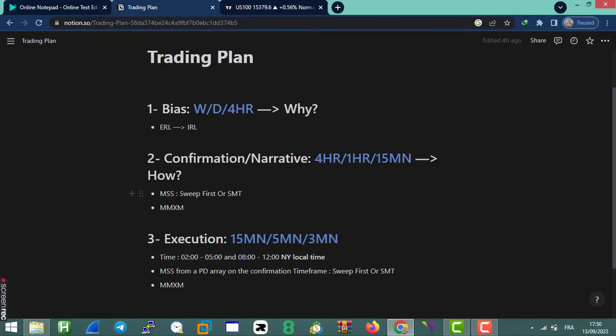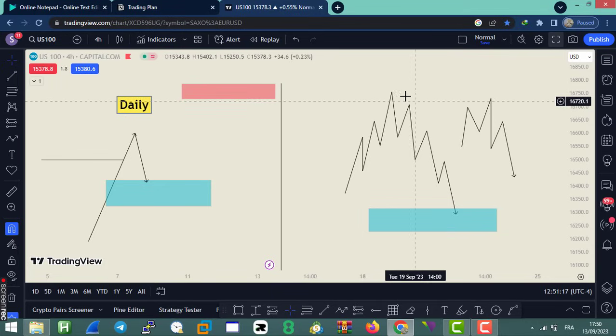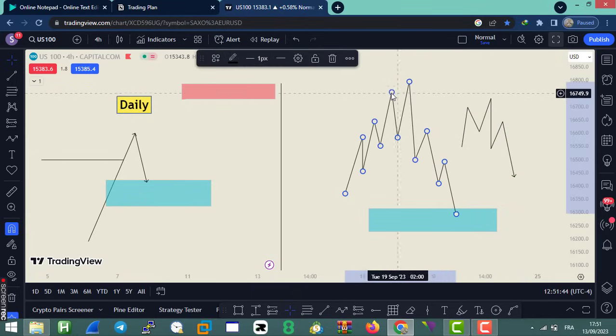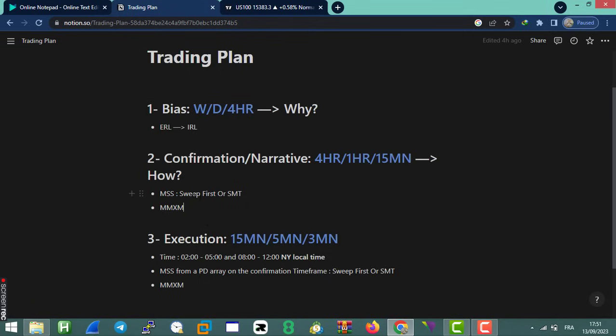So you want to see a sweep. If you don't have a sweep, in this case right here, you want to see an SMT divergence with another pair. If you are using indices, then you can compare US 500 with US 100 and US 30. If you have this structure right here and you don't have a sweep, and you don't have an SMT, then you don't have a trade idea. You wait for that sweep on liquidity, guys. You wait for these two conditions, for one of them to happen: either a sweep before the market structure shift or an SMT divergence.